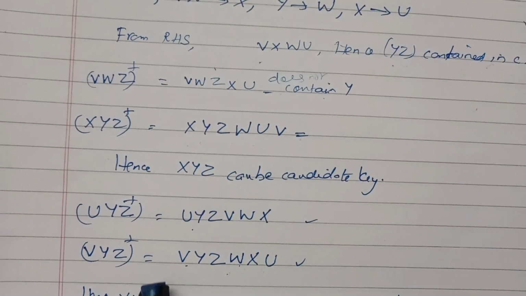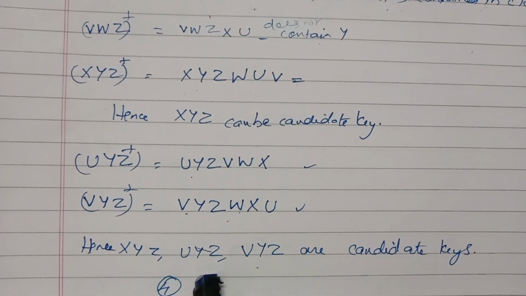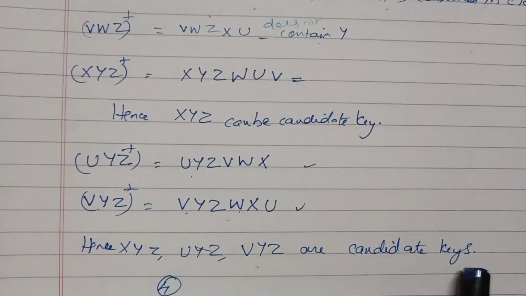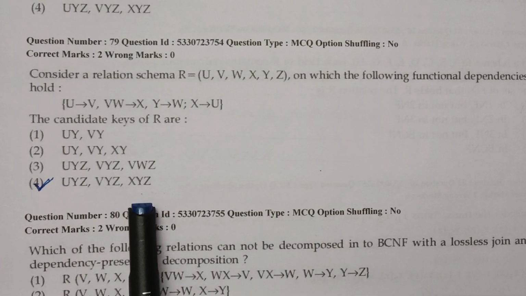Hence, the correct option is option number 4. So XYZ, UYZ, and VYZ are the candidate keys. Hence, the correct option to question number 79 is option number 4, that is UYZ, VYZ, and XYZ.